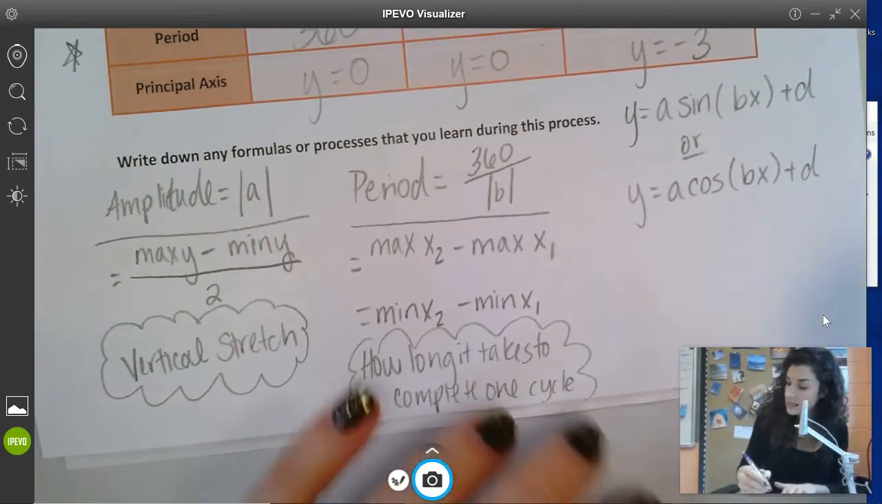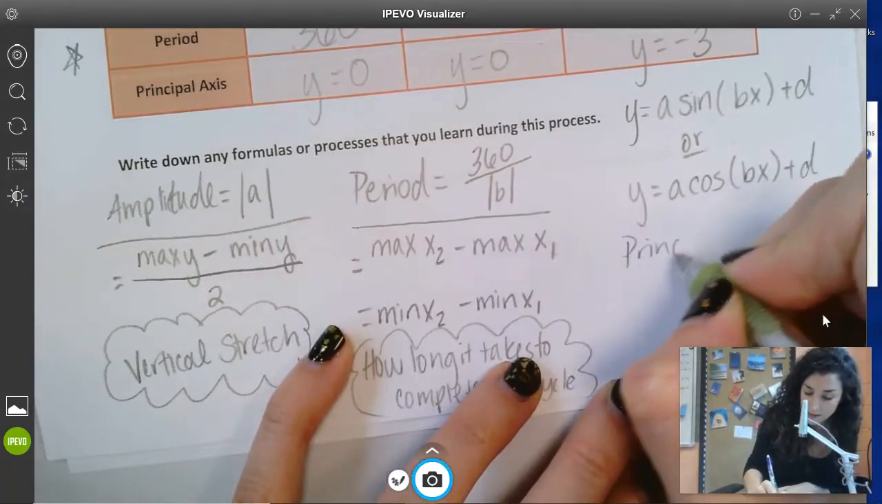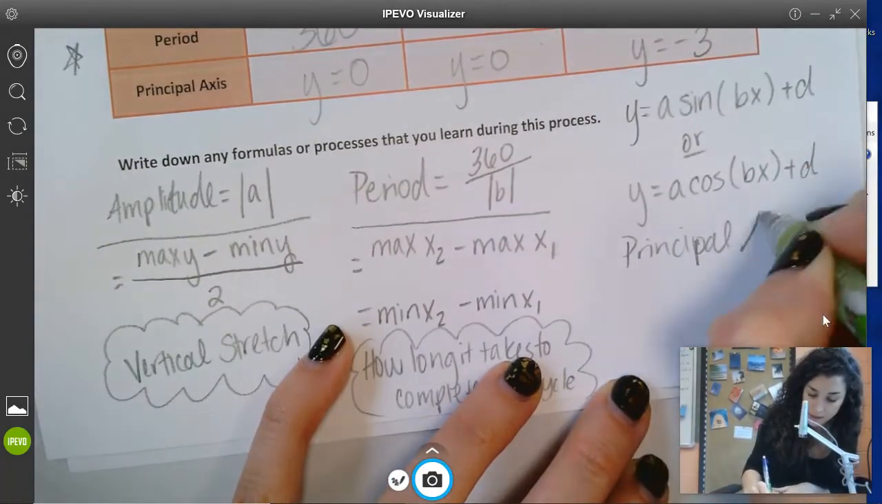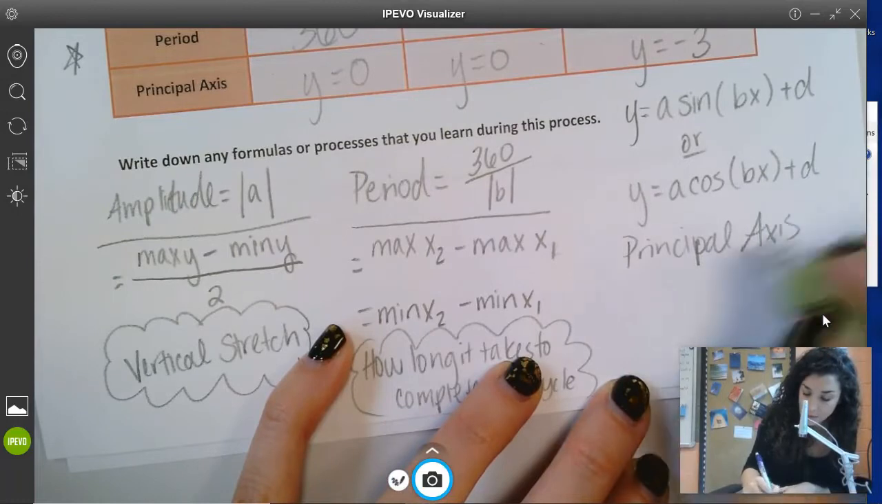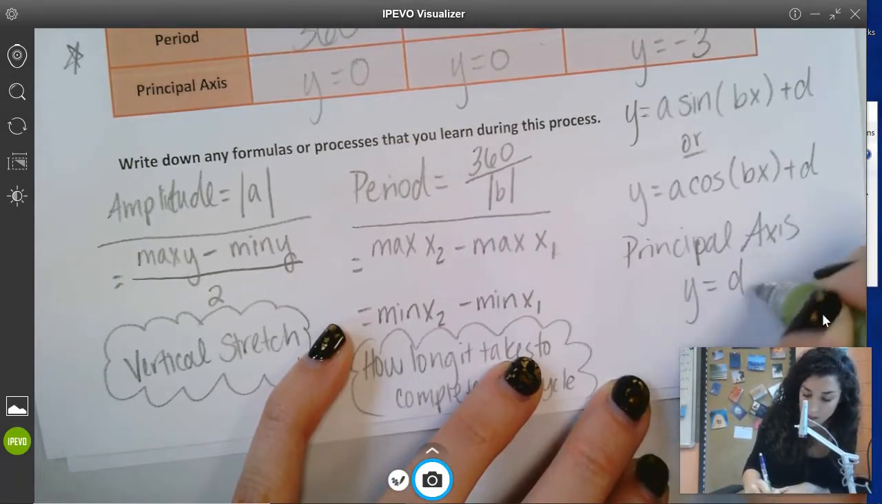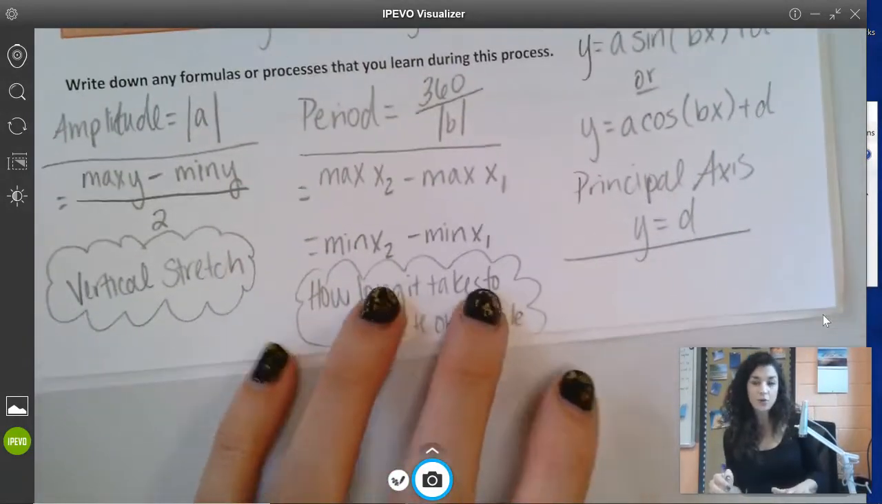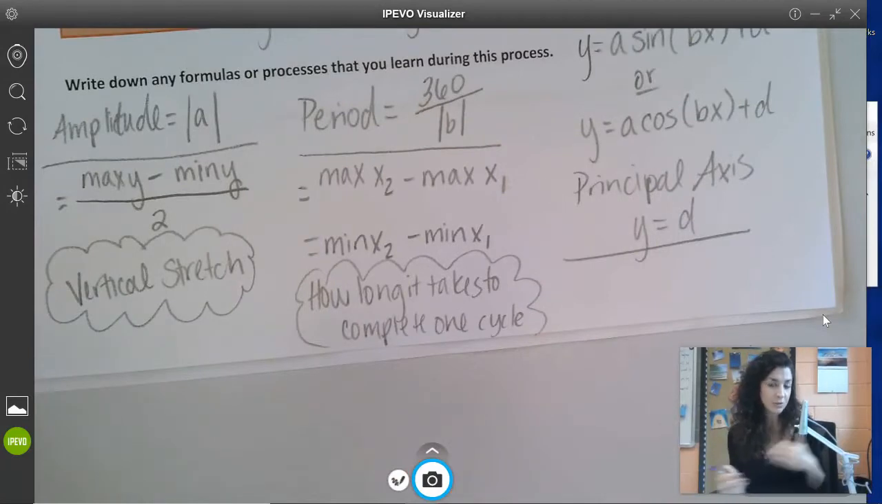Okay, the last thing that we want to talk about is the principal axis. And the principal axis is just y equals d. No absolute value, no anything. If it was shifted down 3, then your principal axis is now at y equals -3, right? So this is the only one that isn't like a distance. It's just wherever the line is, and it's just whatever your d value is.